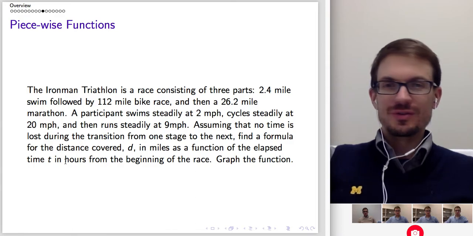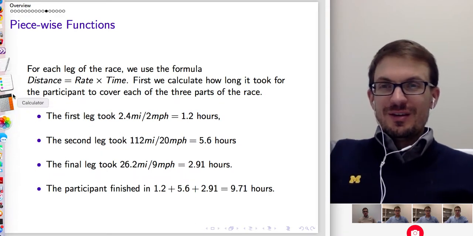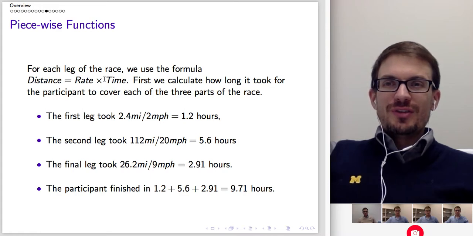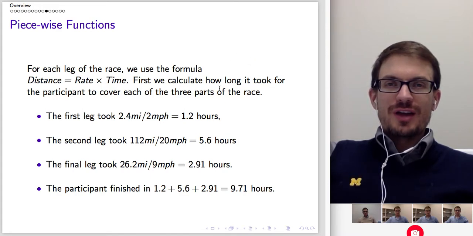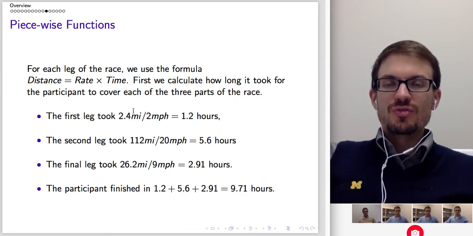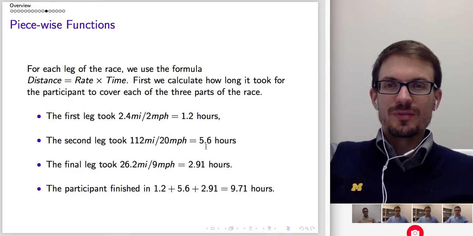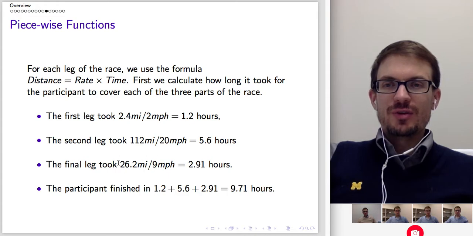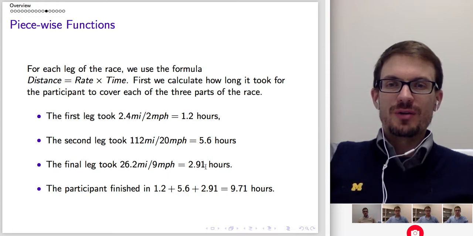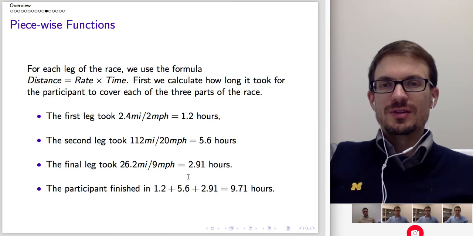All right, so hopefully you've stopped and started the video. For each leg of the race, we'll use the formula distance equals rate times time. First, we'll calculate how long it took for the participant to cover each of the 3 parts of the race. Well, the first leg swimming 2.4 miles at a rate of 2 miles per hour tells us this took 1.2 hours. Second leg was 112 miles divided by 20 miles per hour biking, so 5.6 hours. And then the final leg, 26.2 miles running divided by 9 miles per hour, is 2.991 hours.